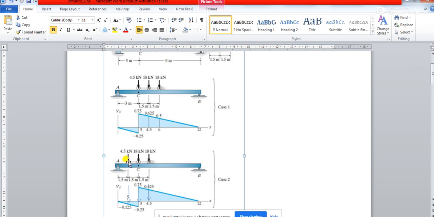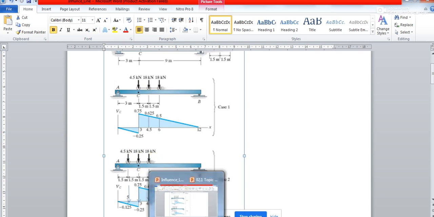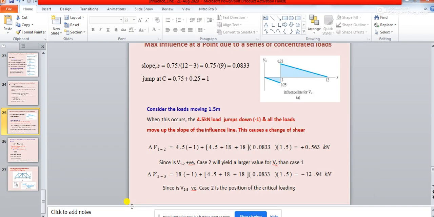So whenever this 4.5 kilonewton load moves by 1.5 meter, obviously this 18 kilonewton load will also be moving by 1.5 meter. Once this is happening, you can easily come back to this slide and understand what is exactly happening. This 18 kilonewton load, you can observe, has also risen up a slope of 0.0833. This is the rising up, and by how much distance has it moved? It has moved by 1.5 meter.